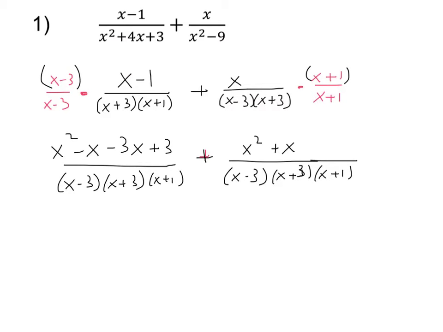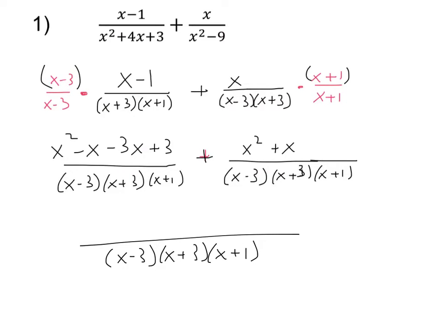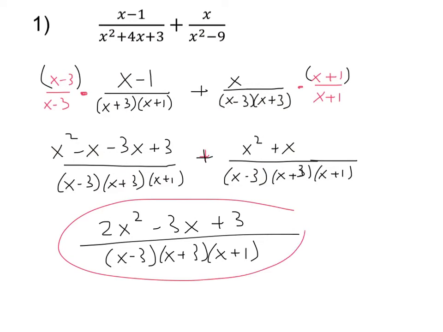Now that they have the same denominators, we can just add all of this together. If we combine like terms and add that all up, what are we going to have? x squared plus x squared is 2x squared. And then we have negative x and negative 3x plus 1 more x. So that's going to be negative 3x plus 3. And that right there would be our answer.